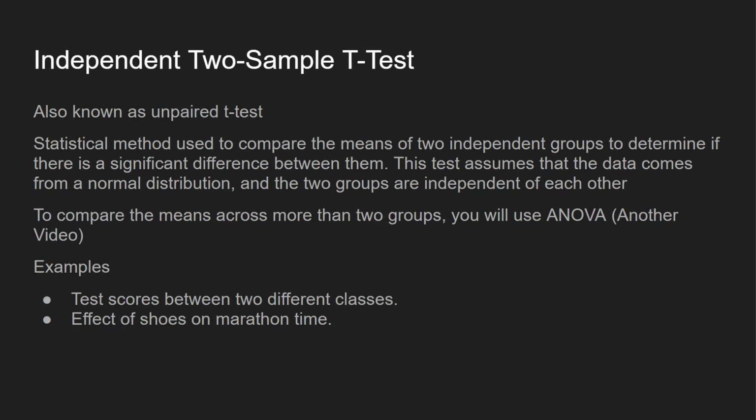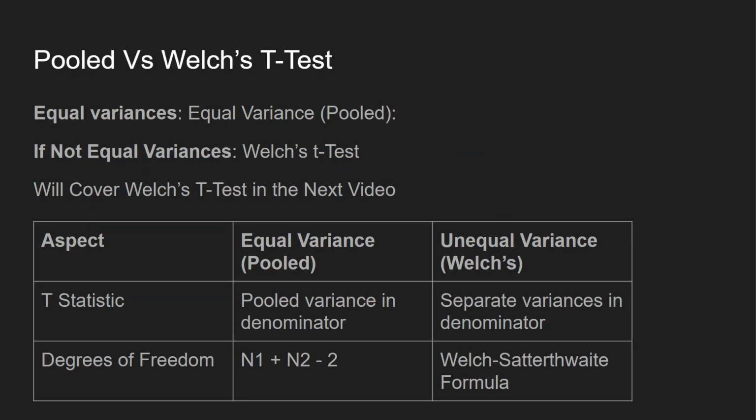Some examples of the independent two-sample t-test: imagine test scores between two different classes. Another one would be the effect of shoes on marathon times. Imagine you're using a Vaporfly, or you're using a Pegasus. Those are both Nike shoes if you aren't running nerds. But regardless, they're going to have some sort of impact, but you're going to use the independent two-sample t-test to confirm that or not.